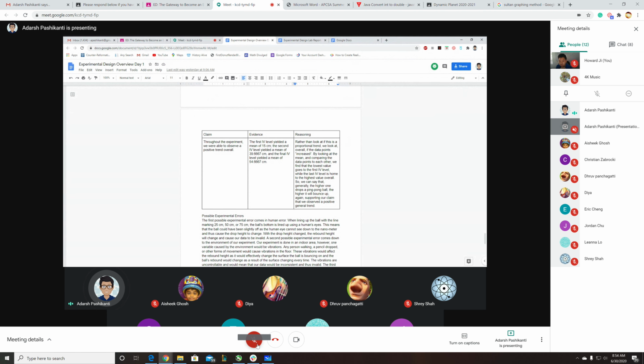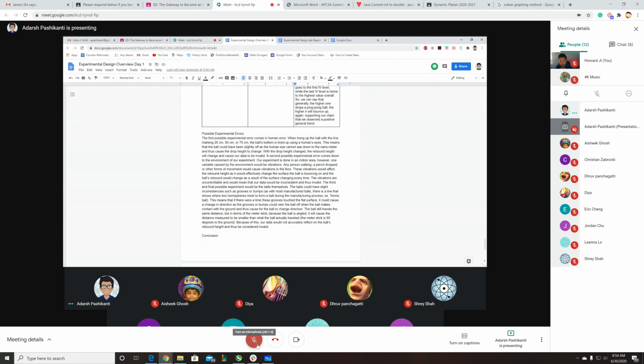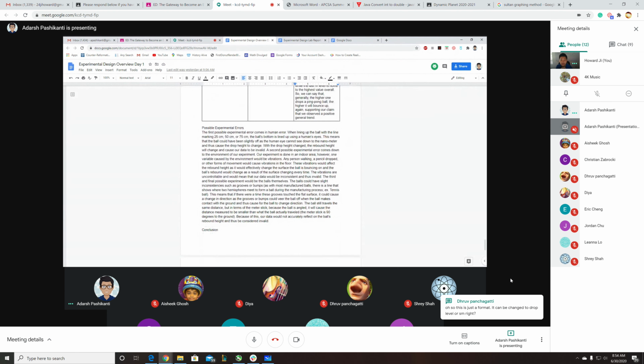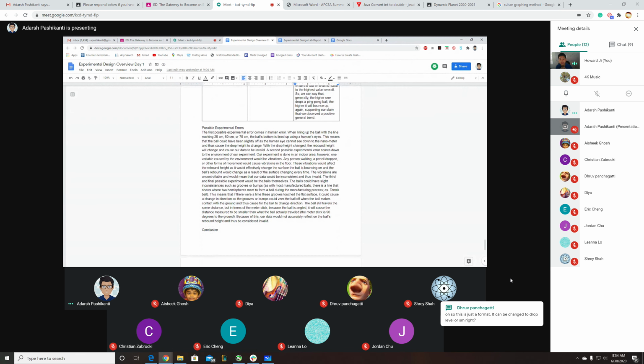Okay, Howard, do you want to do experimental errors? Sure. So experimental errors is basically like a cause. You're supposed to go step by step in how just one error affects the data as a result.